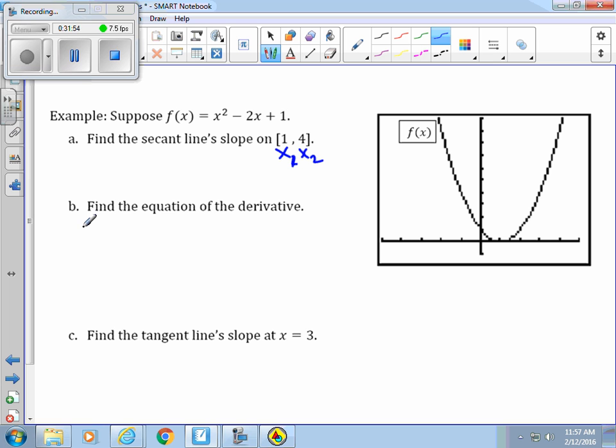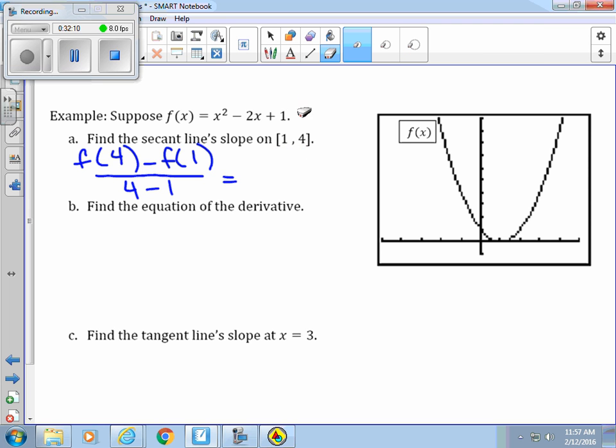How would you find y if you know x? Plug it in the equation. Perfect. f of 4 minus f of 1 over 4 minus 1. Does everyone agree that is an algebra 1 slope? Yep, it looks a little yucky, but it is. f of 4 is 16 minus 8, which is 8, plus 1 is 9. f of 1 is 1 minus 2, plus 1, which is 0. So it'd be 3.